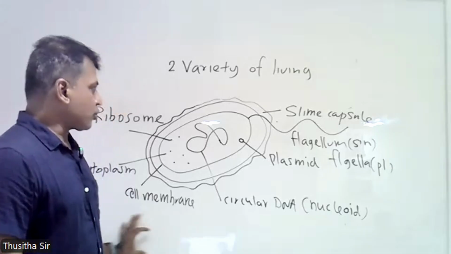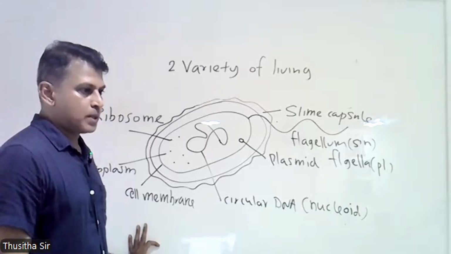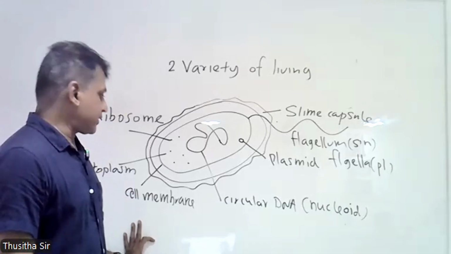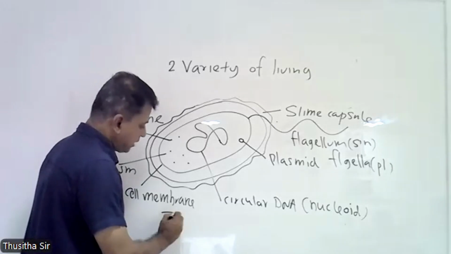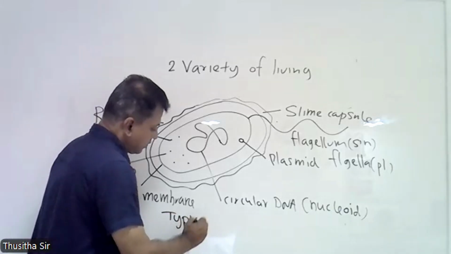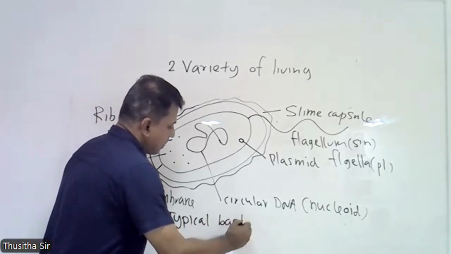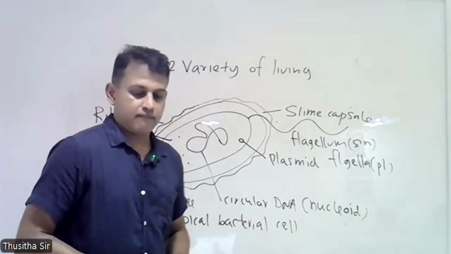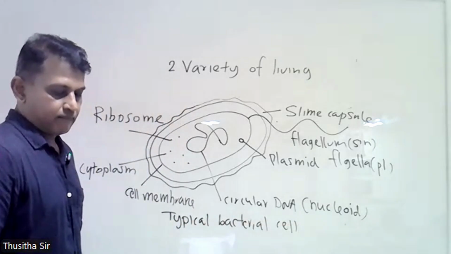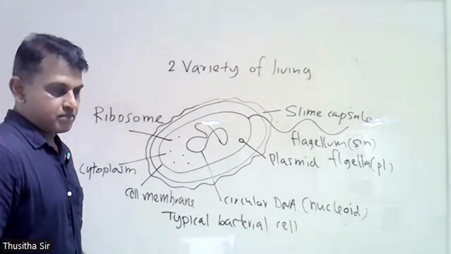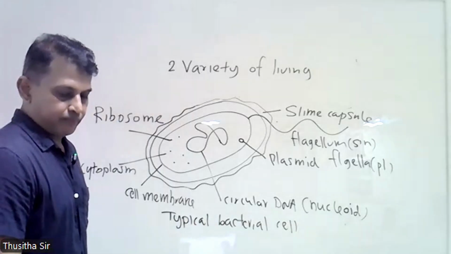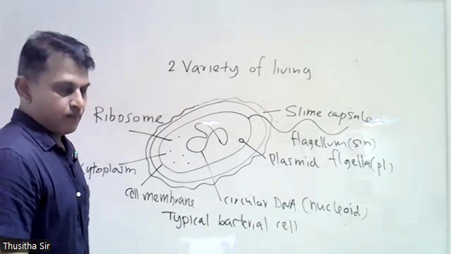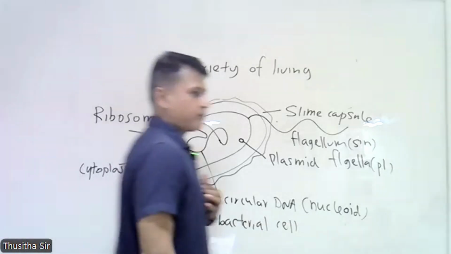So now, can you draw this structure under the notes? Can you draw the typical bacterial cell? Oh, okay. I just want to write one more fact, because I forgot to write: the typical bacterial cell has ribosomes that create protein.